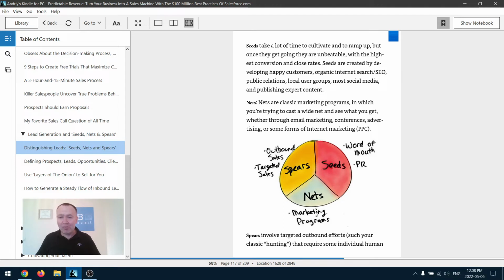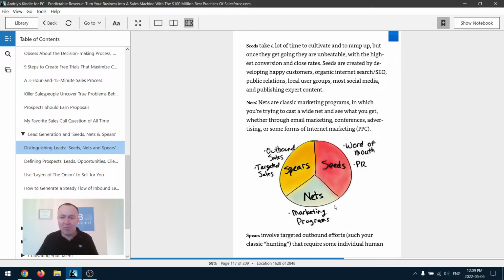And the problem that I face as a sales coach when I deal with startups is that lots of startups, after they exhaust these opportunities of seeds, of word of mouth and relationships, start building their nets. They start investing in marketing programs. But guess what? Marketing programs do not generate leads straight away. It takes a long time for them to pick up. And if you are in that hot coals period, you cannot wait for those leads to come in.